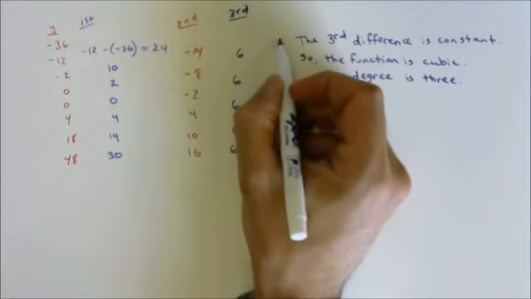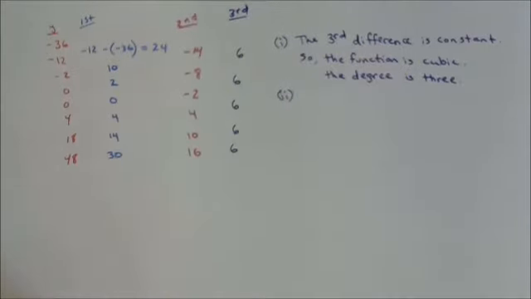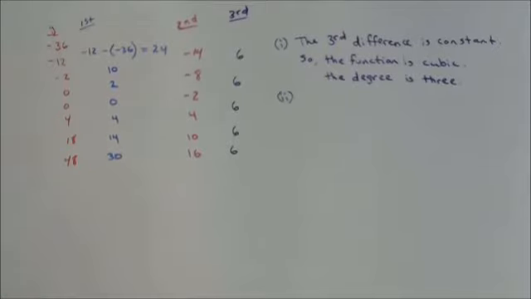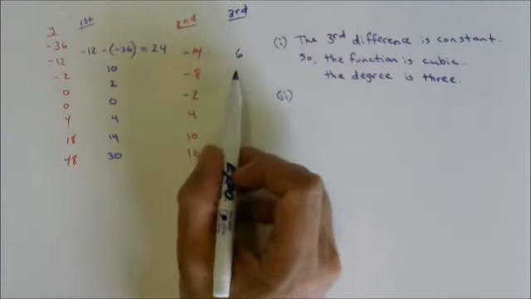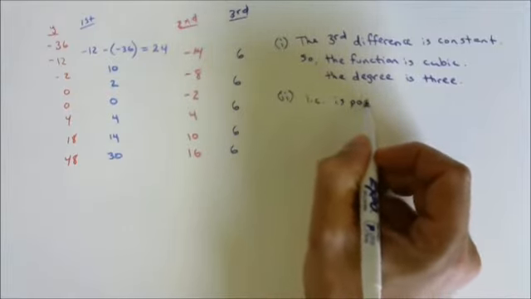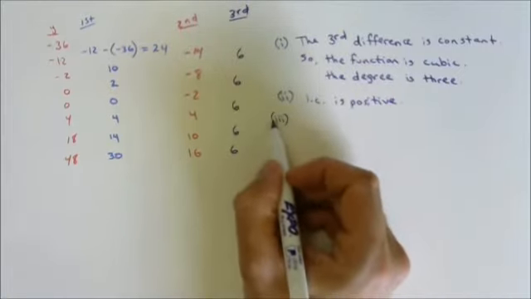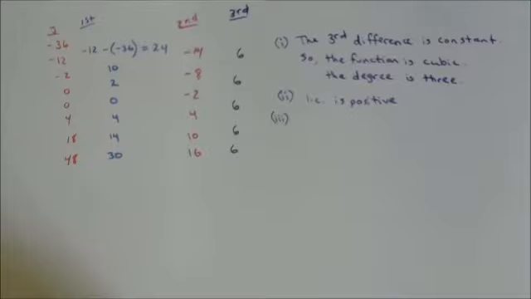Okay, that's one. That's what we were going to find out when we are looking for the degree of the polynomial function. Now, what is the sign of the leading coefficient? Well, the sign of the leading coefficient is the same as the sign of the constant finite difference. So if our finite difference is positive 6, then the leading coefficient is also positive.